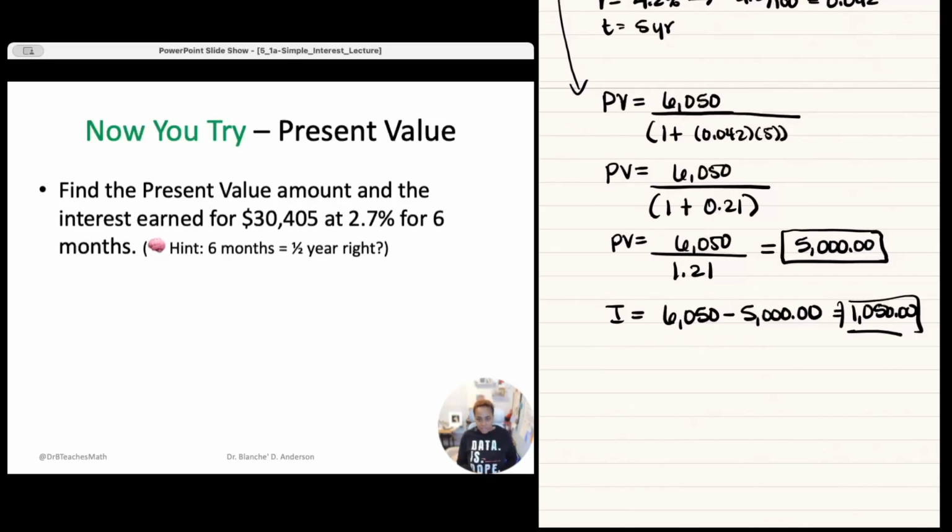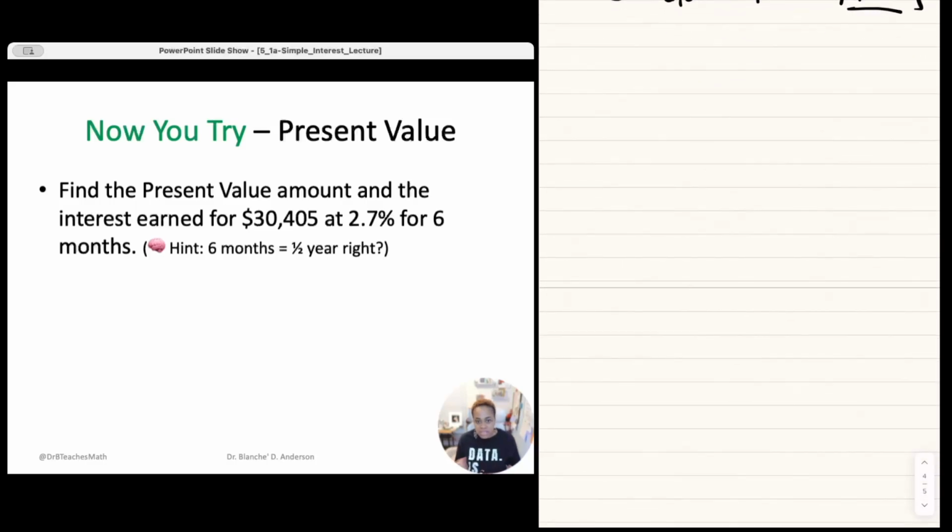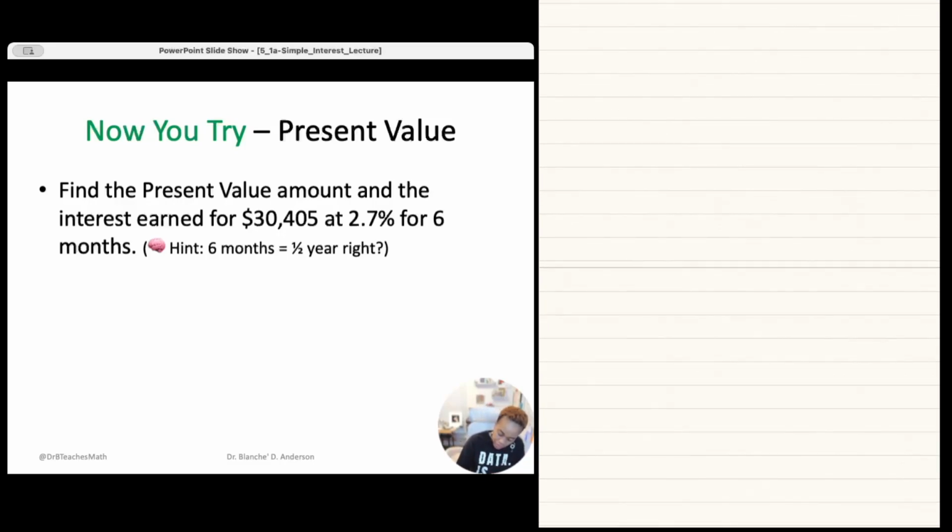I gave you a little hint on this one though, okay? So don't just say, oh my God, 6 months. Remember, it needs to be a year. When you're working with time, just make sure your time is in the form of a year and you'll be okay. Our present value is equal to our future value divided by 1 plus RT. Our future value is 30,405.